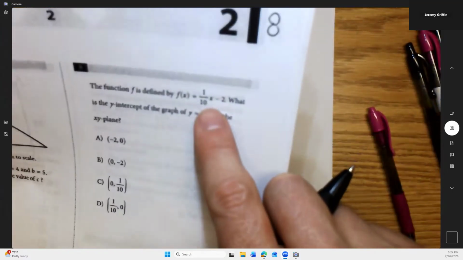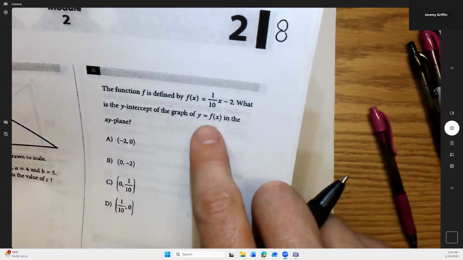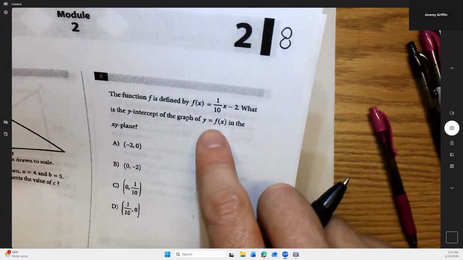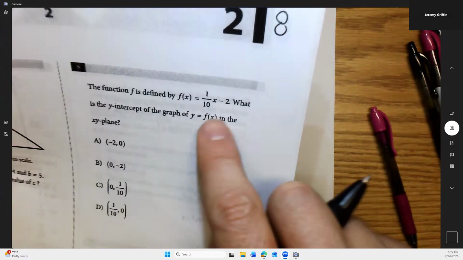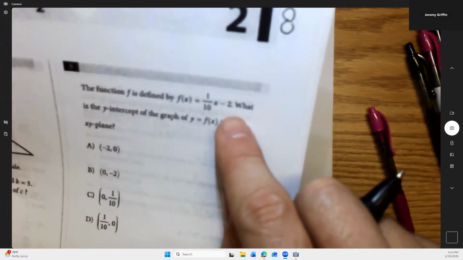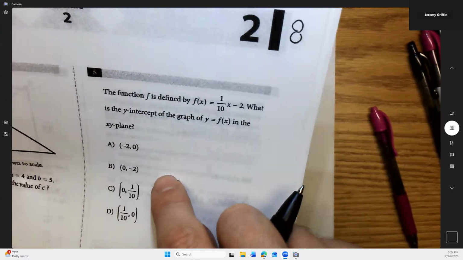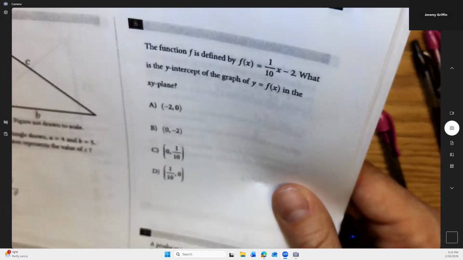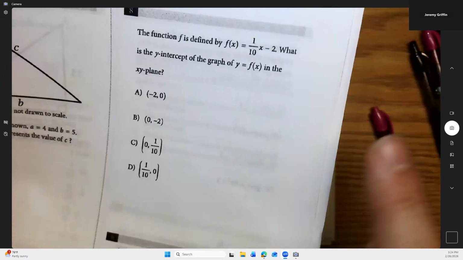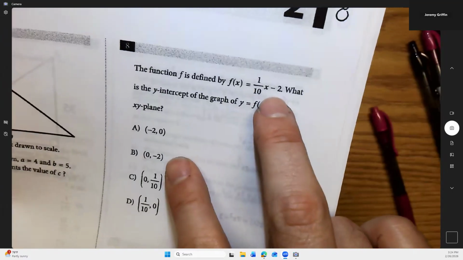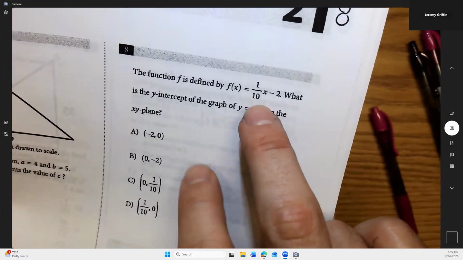We got this f of x. What's the y-intercept? Yeah, -2. So (0, -2). That's got to be b, right? Is 8 b? Yeah, 8 is b. They gave it to you in slope-intercept form. What's the slope of that line?